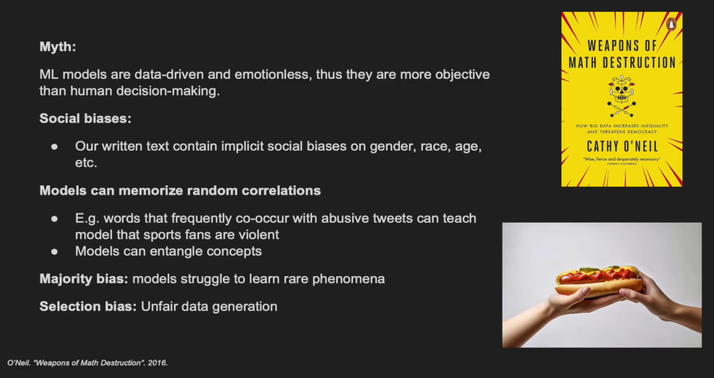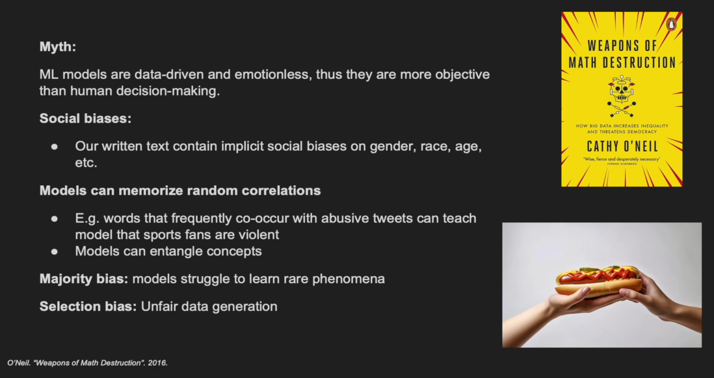So as an example of that, if you just scrape all the internet's data and you train something like ChatGPT, it might learn that doctors are male and lawyers are male and things like that, just because most of our written text, when it's referring to a doctor, it's referring to a male doctor, right? And so the models can pick up on those correlations and become sexist or racist or whatever from just that basis alone. Models can also memorize these sort of random correlations.